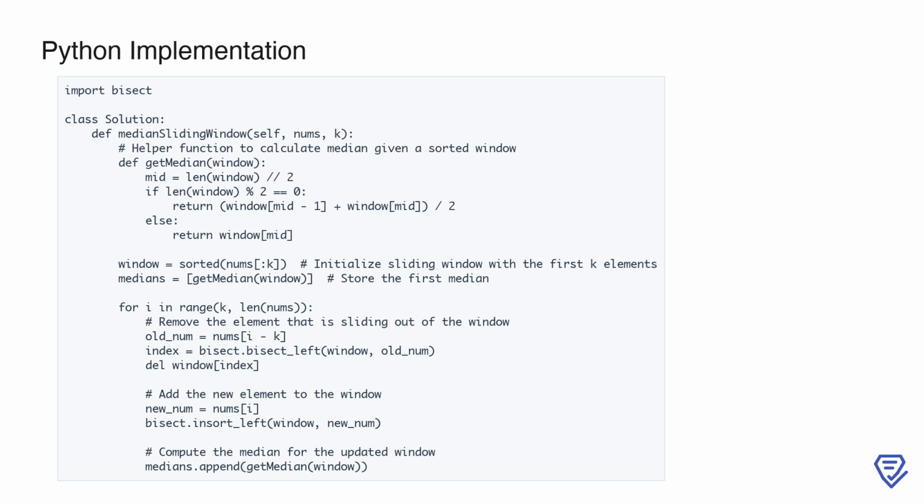For each iteration, we first remove the element that is no longer in the window. This is done by finding its position in the sorted window using bisect_left and then deleting it. After that, we add the new element from nums to the window using insort_left, which maintains the sorted order. Finally, we calculate the median for the updated window and append it to the medians list.